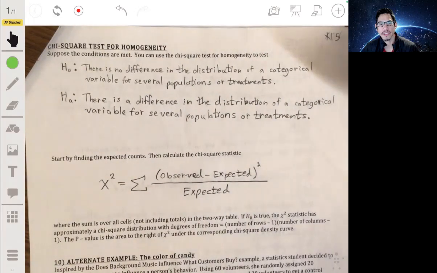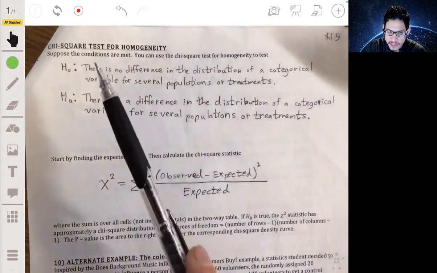All right, so I'm going to go over an example of how we use the chi-square test for homogeneity. The general logic behind the chi-square test for homogeneity is to test if there is a difference in the distribution of a categorical variable. This is, again, pretty similar to the goodness of fit test, except you just have multiple categories. Otherwise, it's pretty much the same.